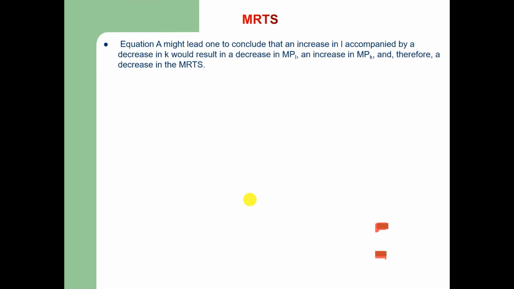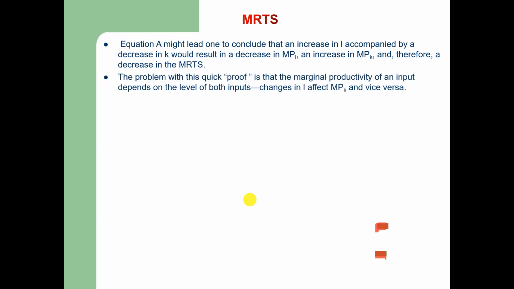The previous equation in the previous slide might lead one to conclude that an increase in labor accompanied by a decrease in capital would result in a decrease in marginal productivity of labor and an increase in the marginal productivity of capital, and therefore a decrease in the marginal rate of technical substitution. But the problem with this quick conclusion is that the marginal productivity of an input depends on the level of both inputs, not only one. So changes in labor affect marginal productivity of capital and vice versa.